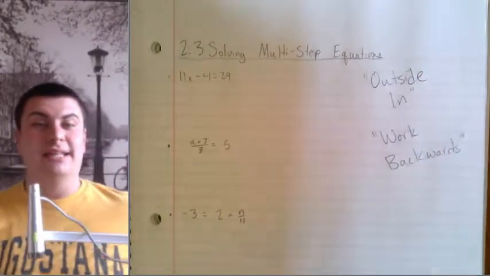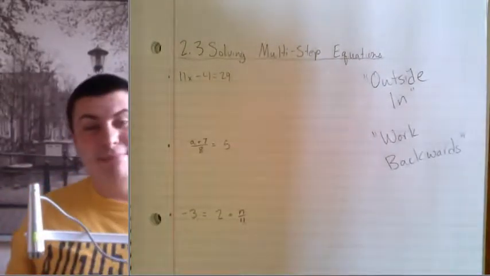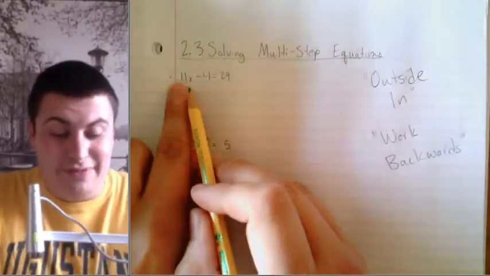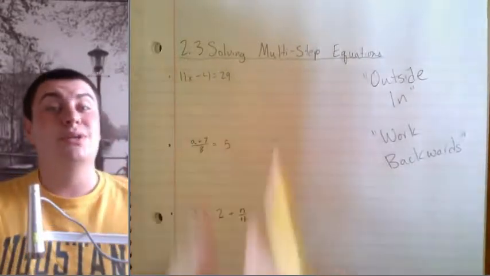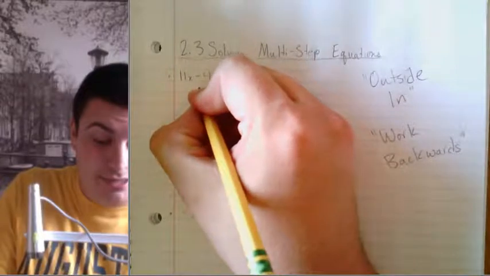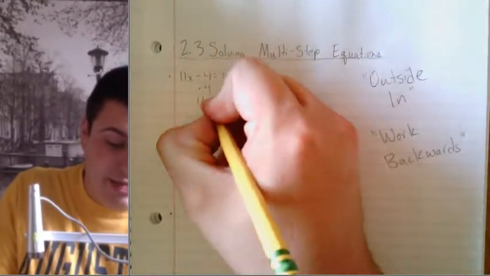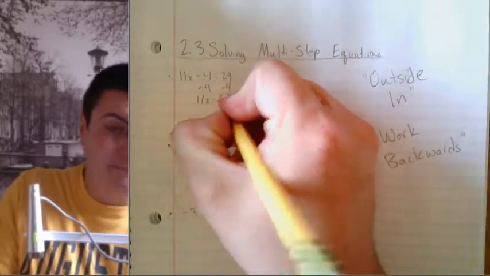So if we start with 11x minus 4 equals 29, we see our variable is with the 11, so we're going to work backwards. So we're going to take this 4 out instead. We're going to add the 4 to the other side. So now we have 11x equals 33.